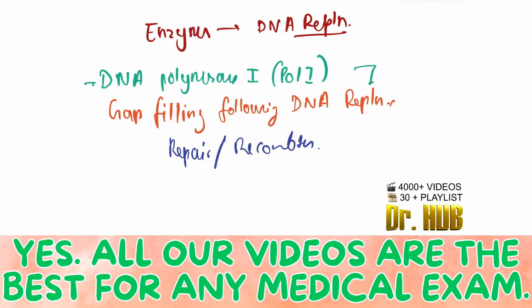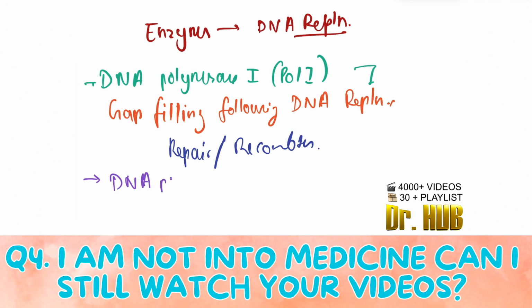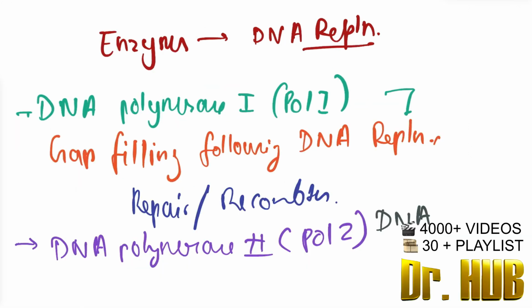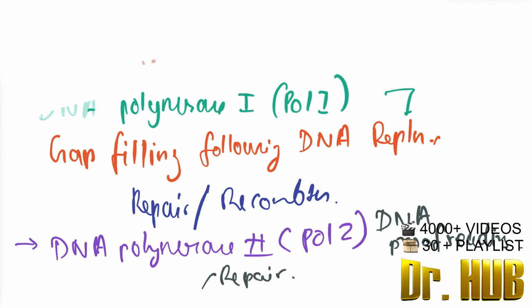Next we move on to DNA polymerase 2, also known as POL2. The function of this is DNA proofreading and repair. So it does the DNA proofreading as well as the repair. POL2 is associated with two functions, proofreading and repair.